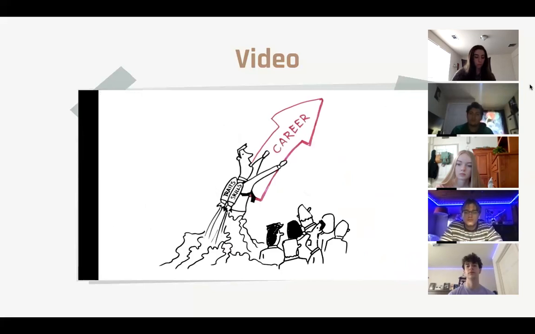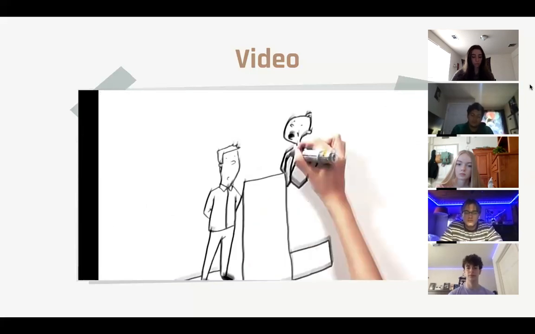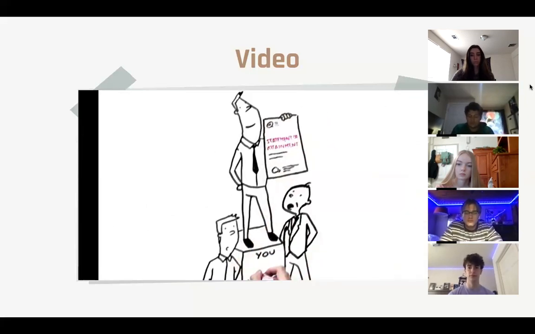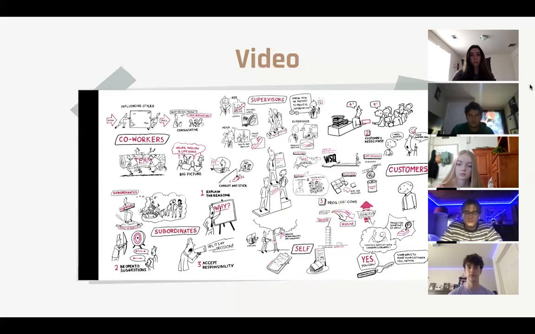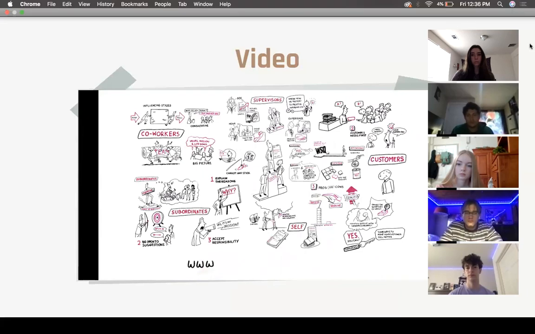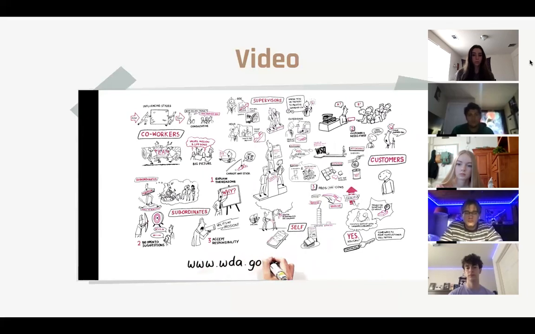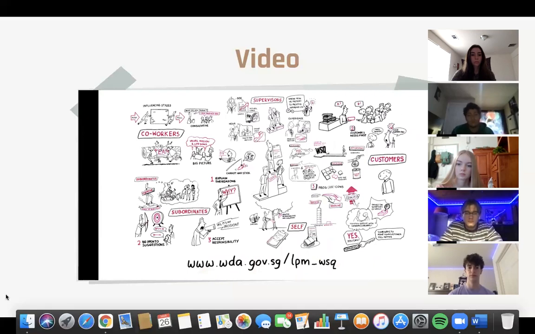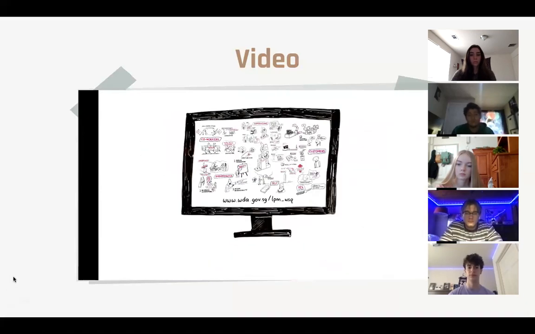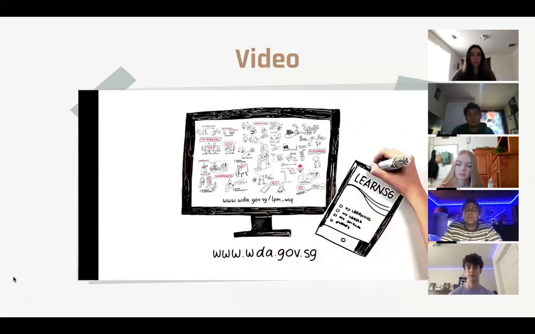It's often said that character traits and interpersonal and communication skills will determine how far you'll advance in your career. If you aspire to grow into a holistic leader, find out more about leadership and people management WSQ training programs at www.wda.gov.sg/LPM_WSQ. If you want to upgrade your industry-specific skills, be sure to check out other WSQ frameworks. Log on to www.wda.gov.sg or download the Learn SG mobile app now.